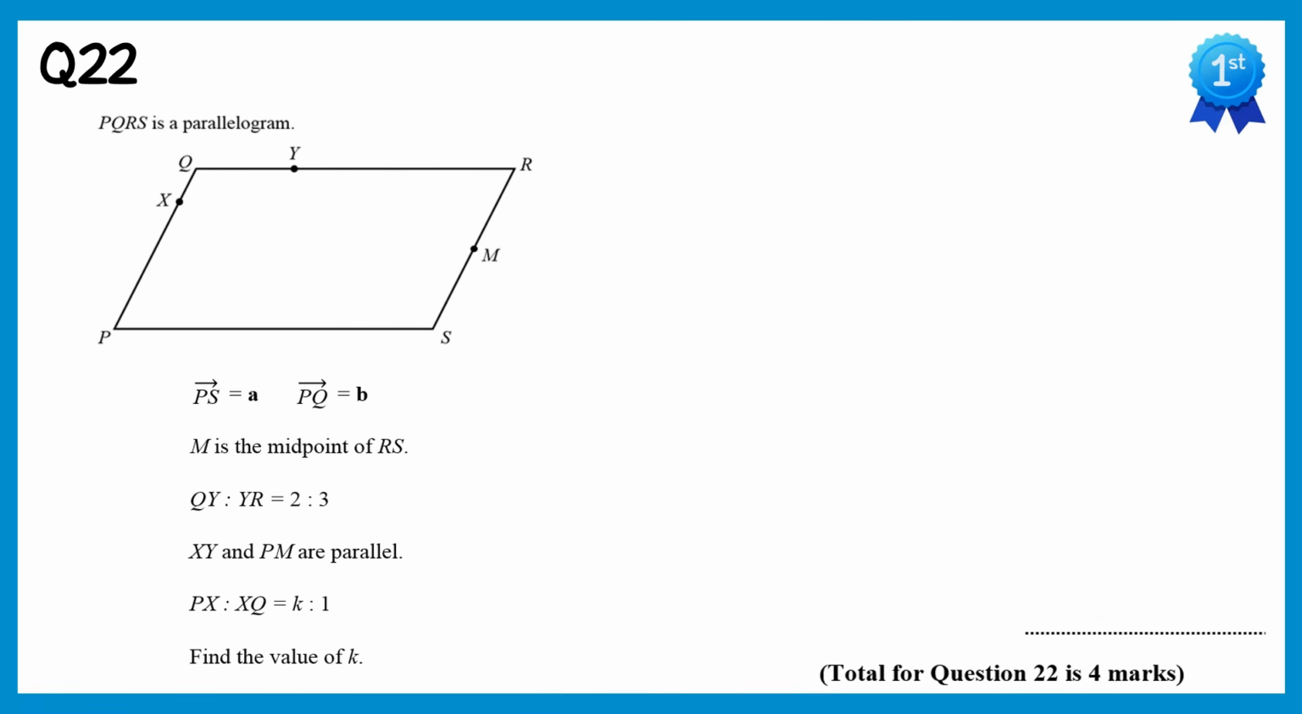The first thing to do in this question is label on the vectors PS, which is A, and PQ, which is B. We're told that XY and PM are parallel, so let's draw those on as well. We can write an expression for PM very easily, it's just A plus half B. But XY is a little bit harder.